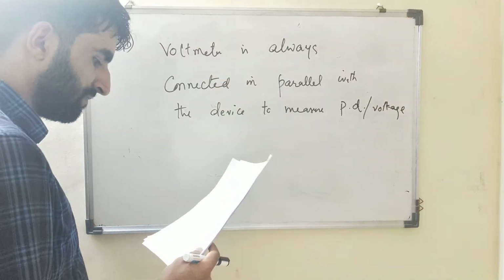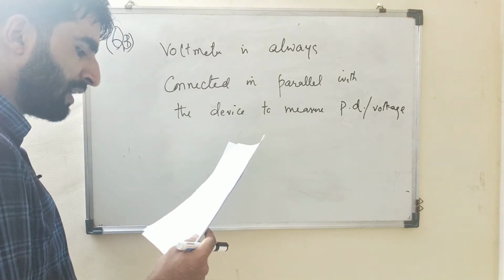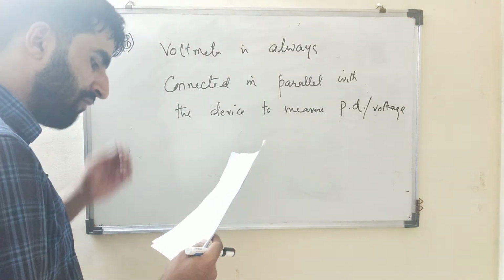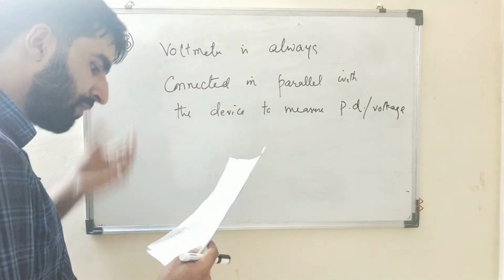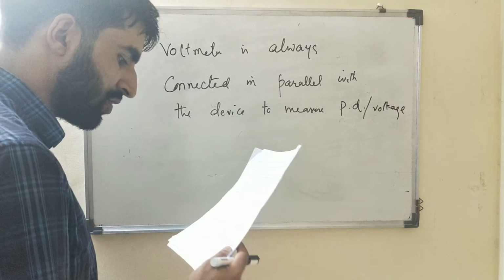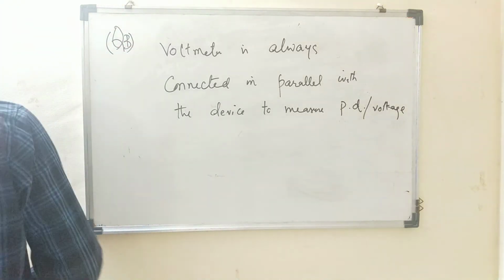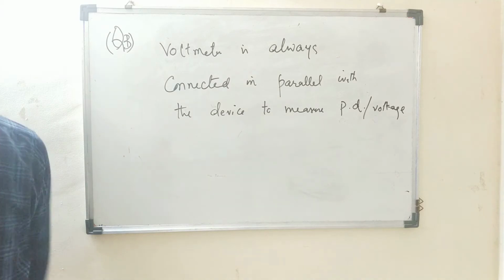Question number 6. A copper wire has a diameter of 0.5 mm and resistivity of 1.6 into 10 raised power minus 8 ohm meter. What will be the length of the wire to make its resistance of 10 ohms? And how much does the resistance change if the diameter is doubled? Very important question. So we'll try to solve it.